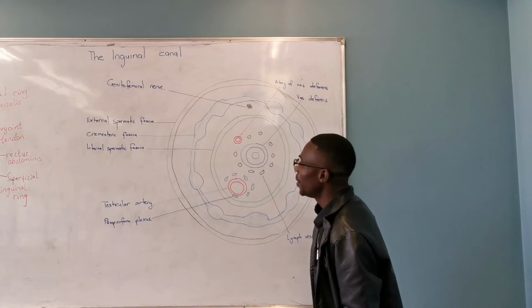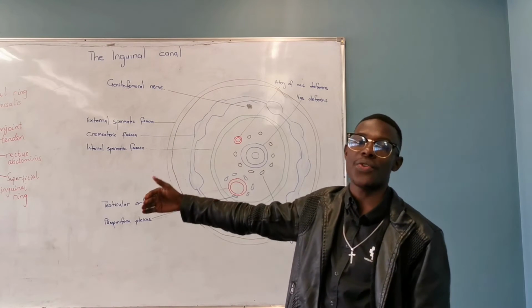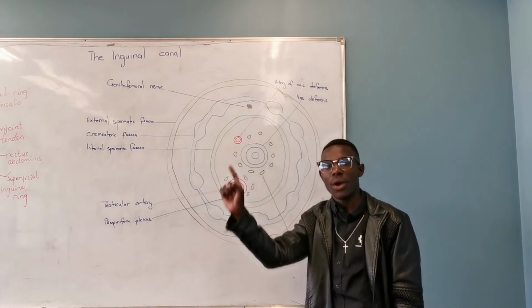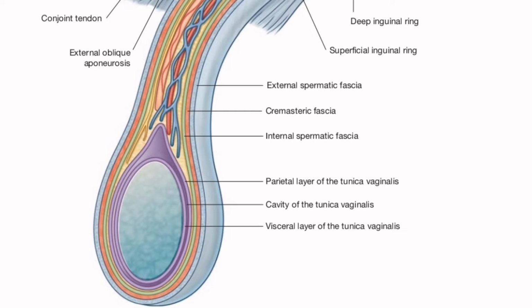So we are going to have the external spermatic fascia, the cremasteric fascia, and then we enter into the internal spermatic fascia, which is a continuation, remember, of the transversalis fascia at the deep inguinal ring. And then deep to the internal spermatic fascia, we are going to have the parietal layer of the tunica vaginalis. Remember, the testis is not directly in contact with these layers, but there is a space filled with fluid. Then we are going to have the visceral layer of the tunica vaginalis that will be in contact with the testis.